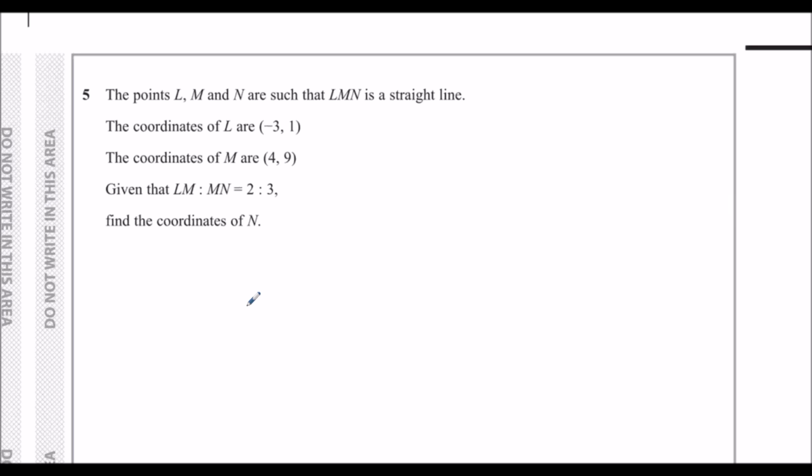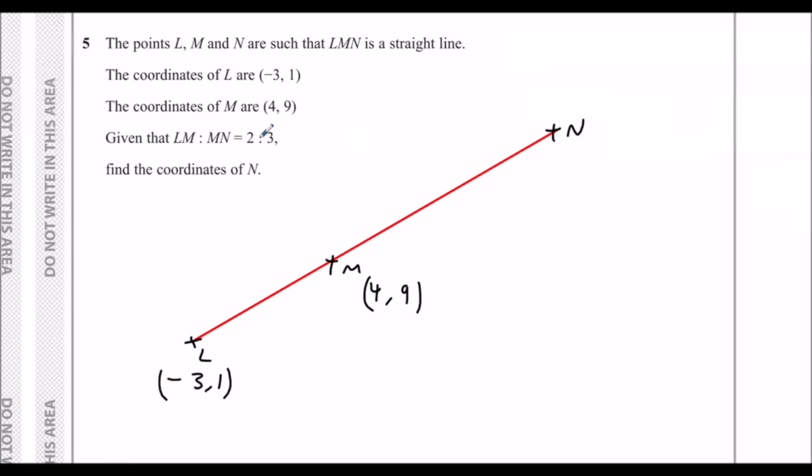Question 5. The points L, M and N are such that L, M, N is a straight line. So we've got L and M, we've got the coordinates, and then we've got a ratio LM to MN. So we've got a straight line with 3 points on it. We've got L, M, and N. So we know L is at -3,1, M is at 4,9, and L to M is 2 parts, so 2 parts. M to N is 3 parts, so 1, 2, 3. Find the coordinates of N.